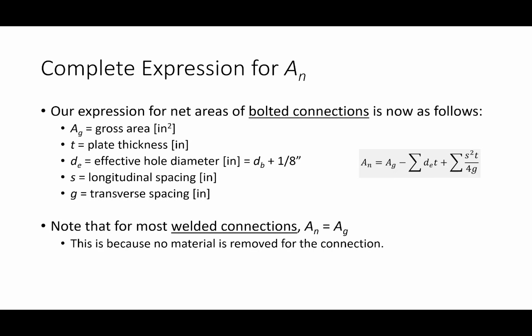All right, the complete expression for net area is that the net area equals the gross area minus the area lost due to the presence of bolts plus any necessary stagger factors, okay? We get the area lost due to the presence of bolts by taking the bolt diameter, adding 1/8 of an inch, and then multiplying that times the thickness. What thickness? Well, whatever the bolt's going through.